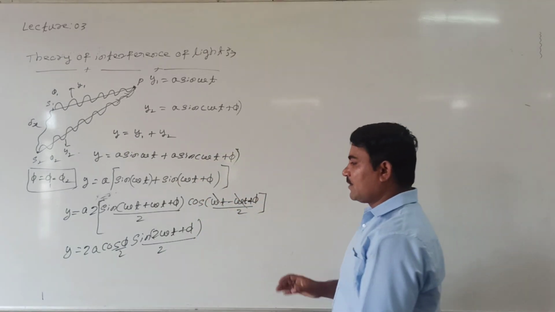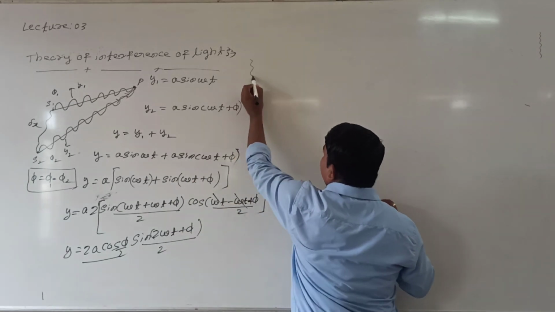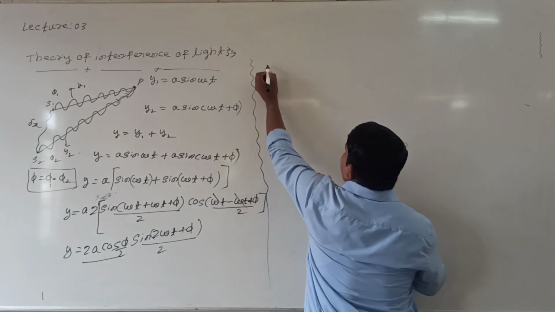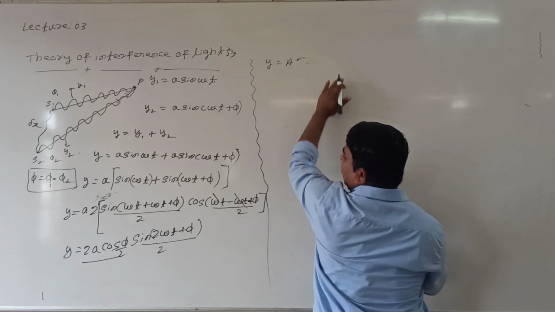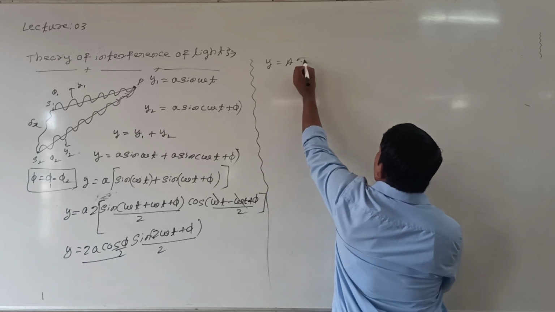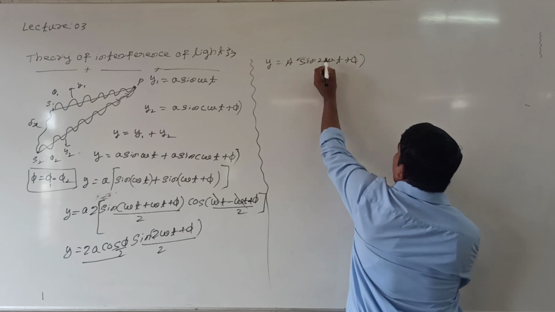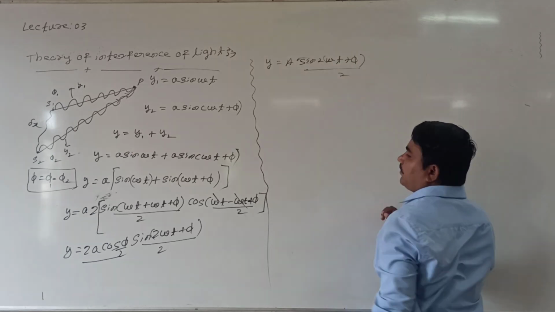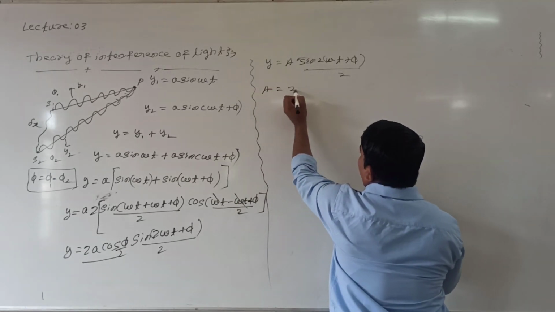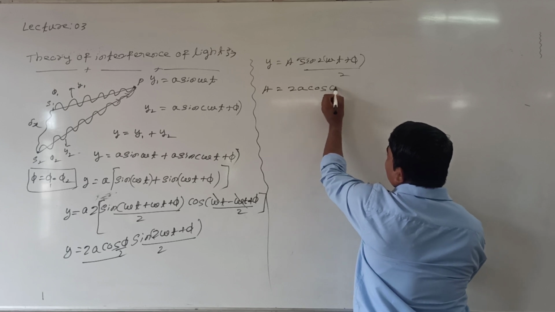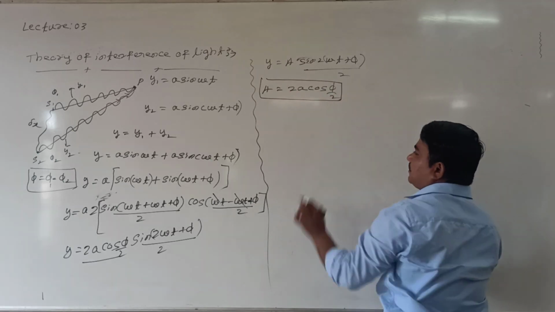Then this total term, how do we represent it? Y is equal to capital A into sine of (2 omega t plus phi) divided by 2. What is A? A represents the amplitude. Amplitude A is equal to 2a cos phi by 2.